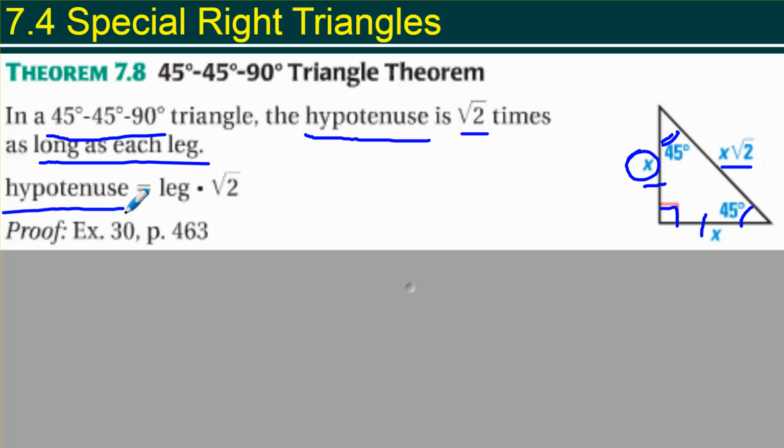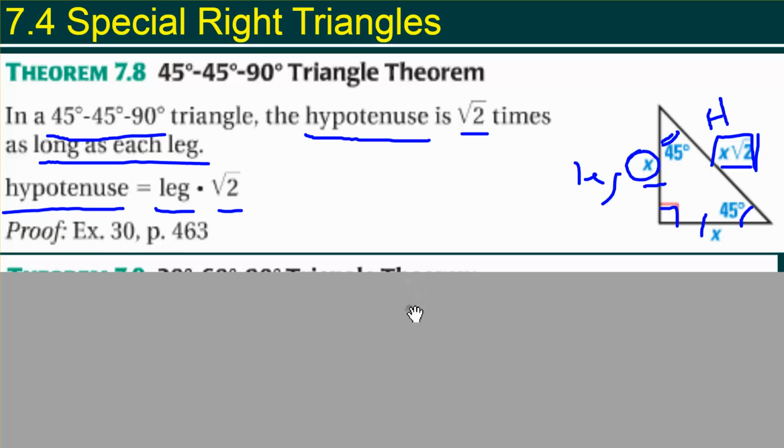So the rule looks like this. The hypotenuse, which is always our longest side, is equal to the leg times the square root of 2. The leg is x, and so we have x times the square root of 2 as the length of our hypotenuse. That's all it is. It's real simple.